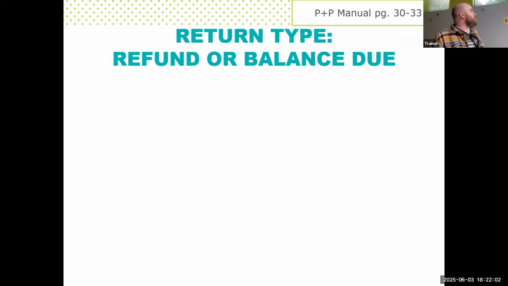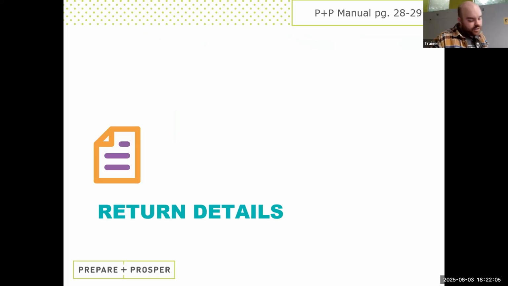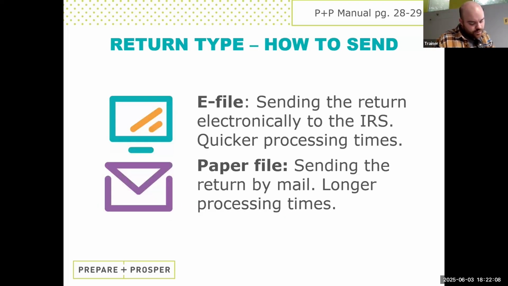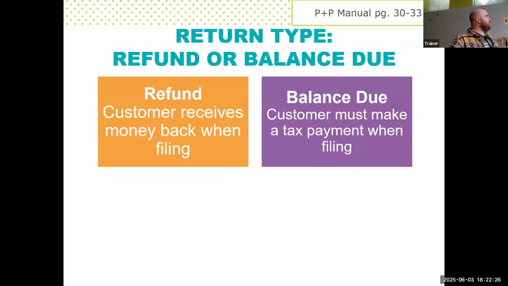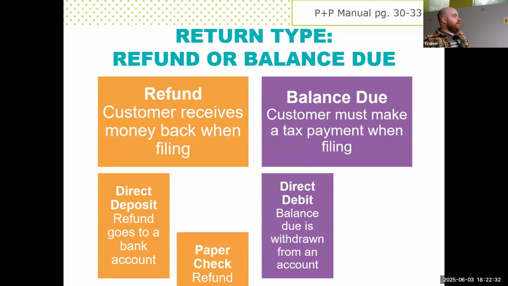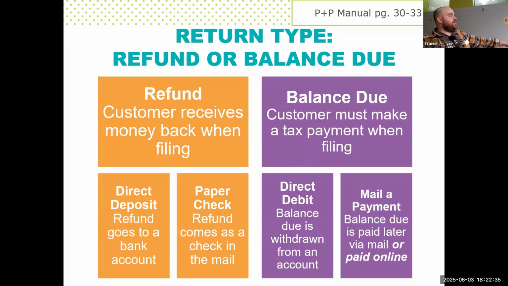Sorry. All right. So the second part of return type, if we want to get to page 29, if everyone wants to get to page 29, return type options are a combination of the manner in which we are going to submit the return to the IRS or State Department of Revenue. And the second part of it is whether it's a refund or a balance due, right? So we're familiar with what refund and balance due mean by this point. We have various manners of receiving a refund or paying a balance due. And so the drop downs that we get on the return type menu are combinations of these.